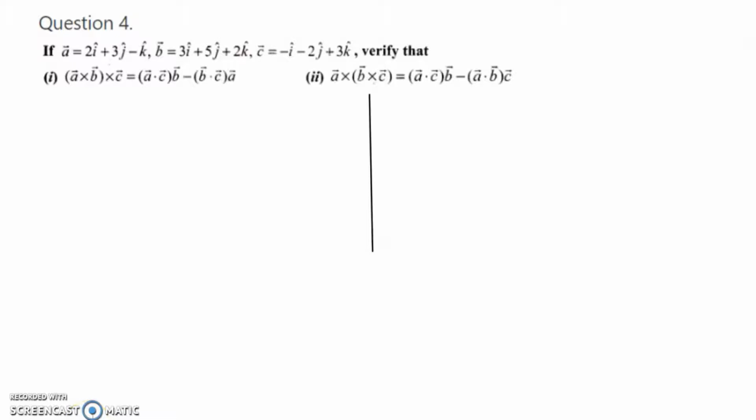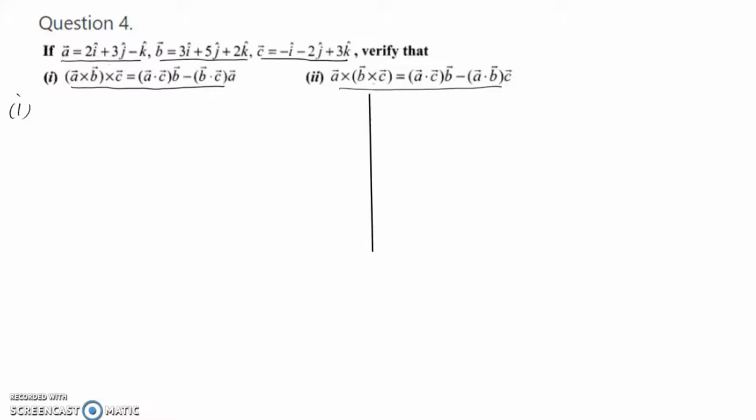In this question, we are given three vectors, vector A, vector B and vector C. You're asked to prove the first one, which is A cross (B cross C), a vectorial triple product, is equal to (A dot C) B vector minus (B dot C) A vector. And then you're asked to prove this second one. Okay, we'll start with the first one.